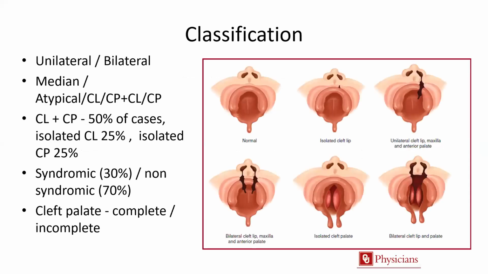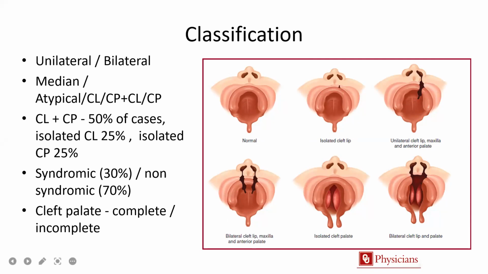Coming to the classification of orofacial cleft, they can be unilateral, bilateral, median, and sometimes atypical cleft lip or palate can be there. Here the first thing, the integrity of lip and palate is maintained. This is normal. Here we can see an isolated cleft lip. Here we can see a unilateral cleft lip, and involvement of the palate is also there. So this is unilateral cleft lip plus palate. In the bottom row, the first one is bilateral cleft lip plus palate. Here it is isolated cleft palate, and here it is bilateral cleft lip and palate.